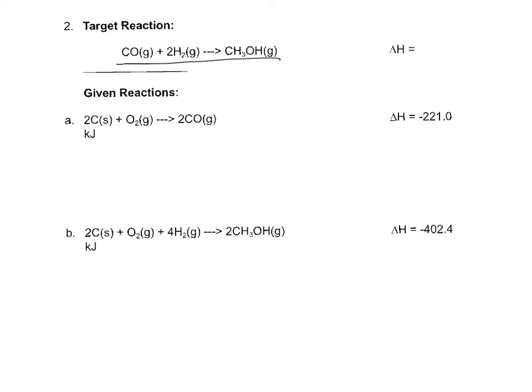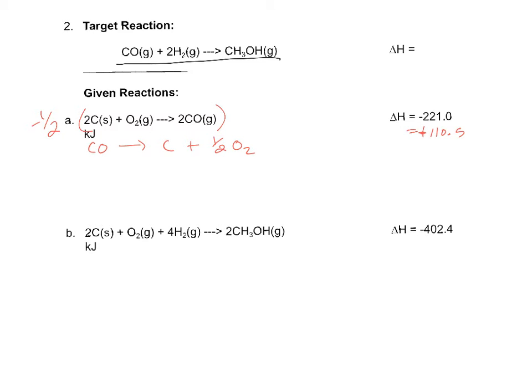So the change we need to make to reaction A is that we need to switch the direction. So I'm going to use a negative sign because that's going to change this into the positive. And we need to cut it in half. So when you rewrite this equation, you're going to end up with carbon monoxide yields carbon plus 1/2 a mole of oxygen. And so that changes the enthalpy to be a positive number, and we only need half of that enthalpy change. So that's plus 110.5.